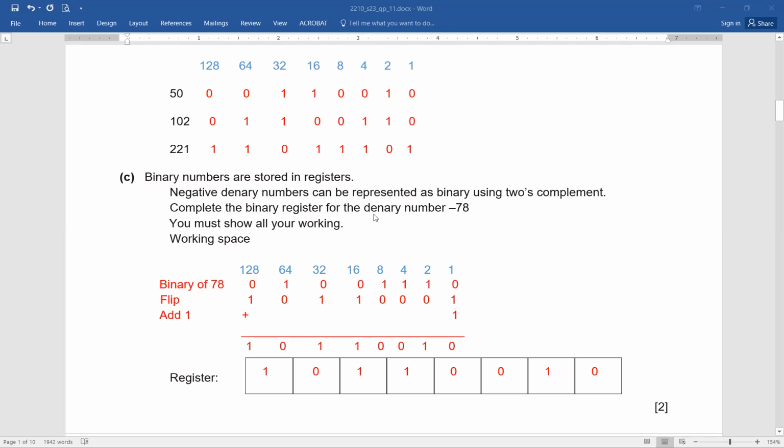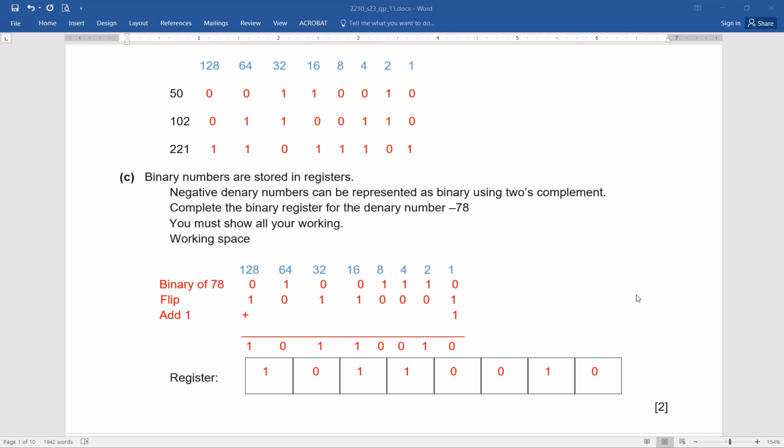Part C. Binary numbers are stored in registers. Negative binary numbers can be represented as binary numbers using 2's complement. Complete the binary register for the binary number minus 78. You must show all your working. Now this is your working space.